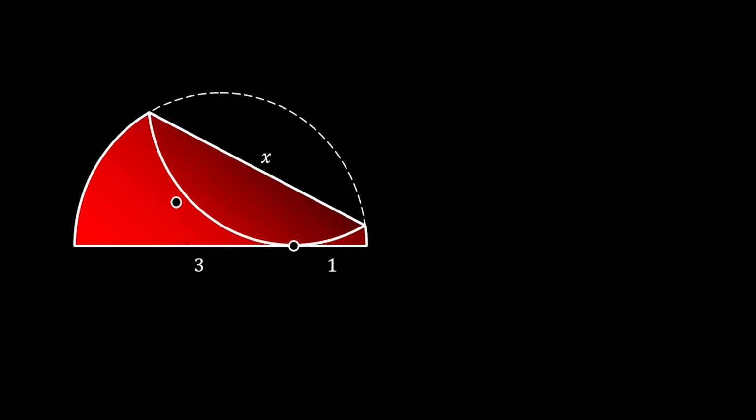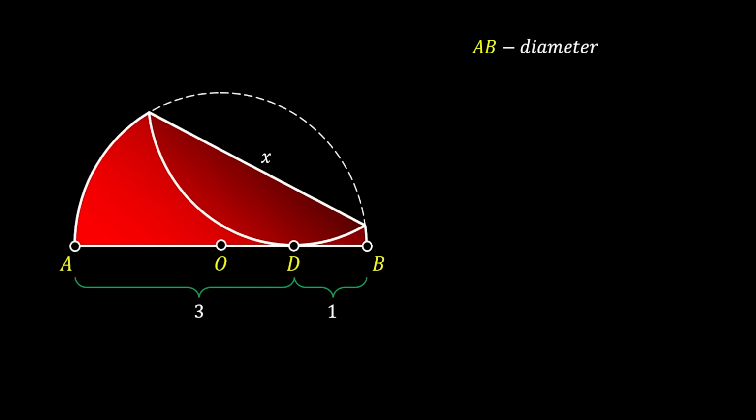So first, I'm going to label the center of our semicircle as O and the intersection point as D. Then I'm going to label the vertices of the diameter of our semicircle as A and B. Now let's rearrange this for a better understanding, and let's have a look at the first fact that AB represents the diameter, and it consists of segments AD and DB. So if we substitute their values from the sketch, we can get that the diameter of our semicircle must be equal to 4.